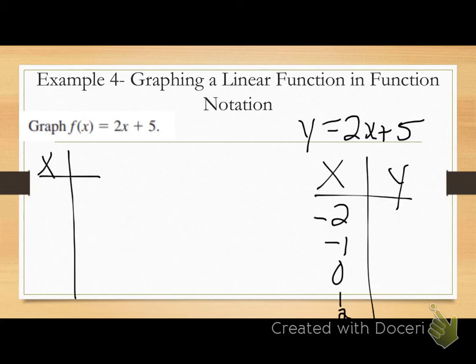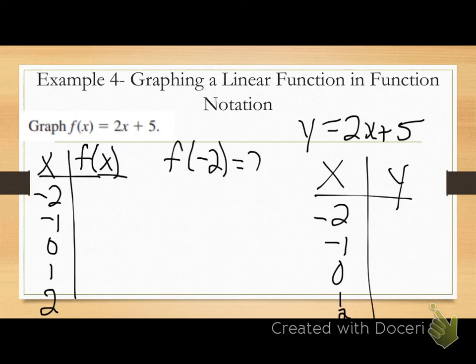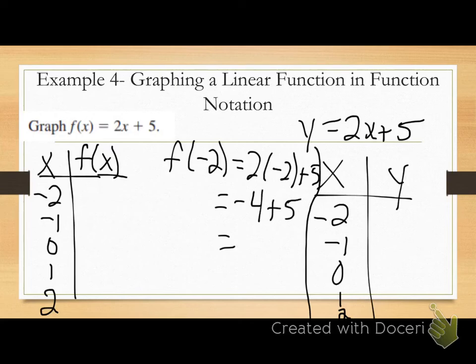F of x. We don't say fx, do we? How do we say it? F of x. Very good. So I want to pick the same values, and I'm just plugging these into my function. So, f of negative 2 equals 2 times negative 2 plus 5. What's 2 times negative 2? Negative 4. What's negative 4 plus 5? 1. Everyone okay getting your f of x values after plugging in an x value?